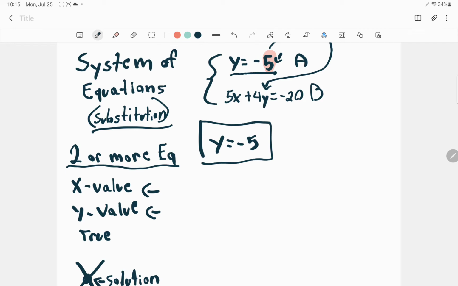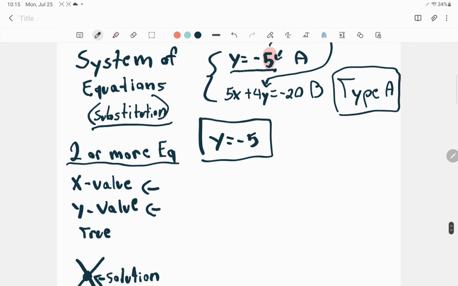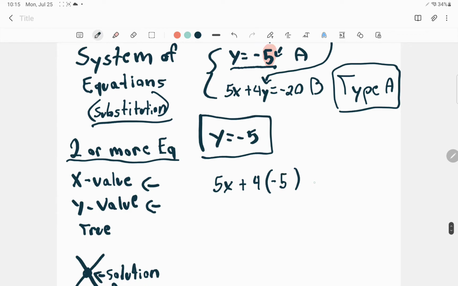And this is this type of problem. This is type A problems, right? There are different type of problems. This is type A. So they give you one of the answers already, and you just have to plug it into the other equation. So that's what I'm going to do. So I'm going to do 5x plus 4 times -5. Make sure you put the parentheses as well. -20. Okay. Now I'm going to solve for x.